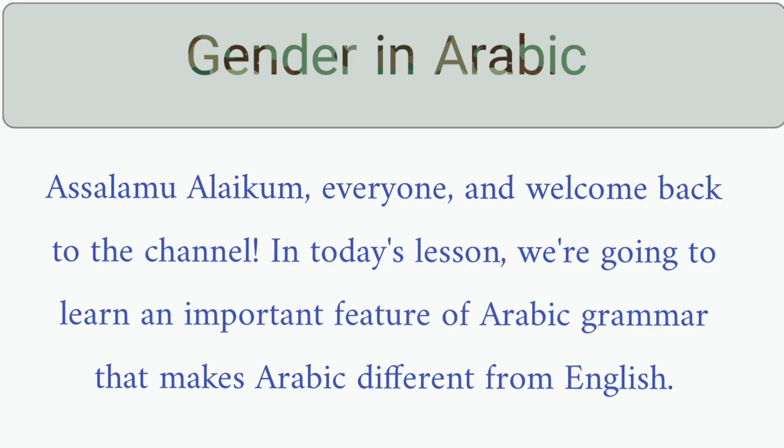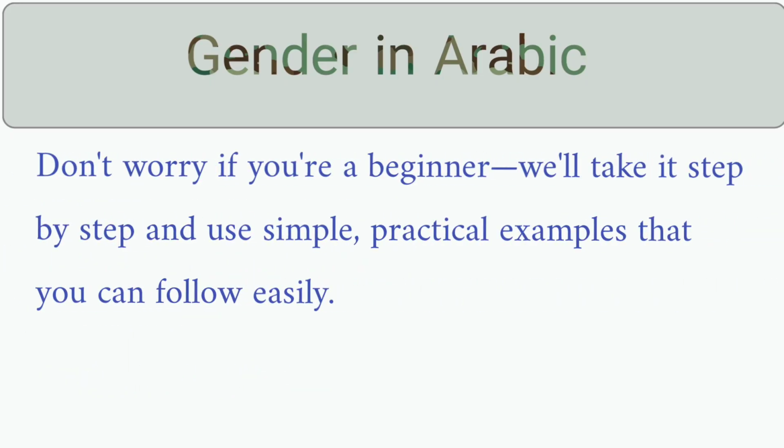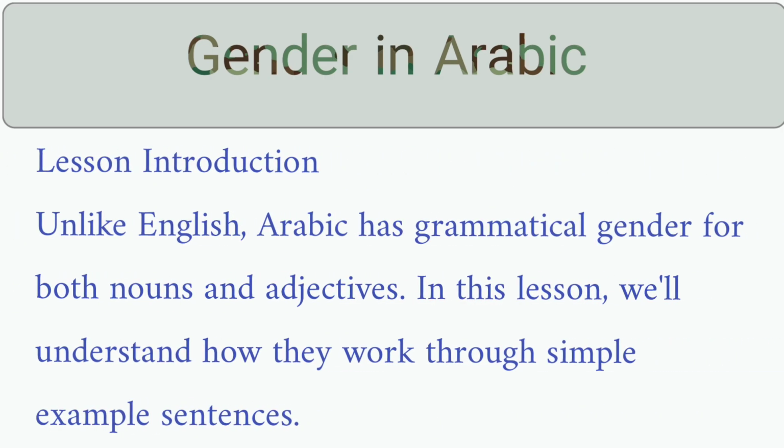In today's lesson, we're going to learn an important feature of Arabic grammar that makes Arabic different from English. Don't worry if you're a beginner. We'll take it step by step and use simple, practical examples that you can follow easily. Lesson Introduction. Unlike English, Arabic has grammatical gender for both nouns and adjectives. In this lesson, we'll understand how they work through simple example sentences.